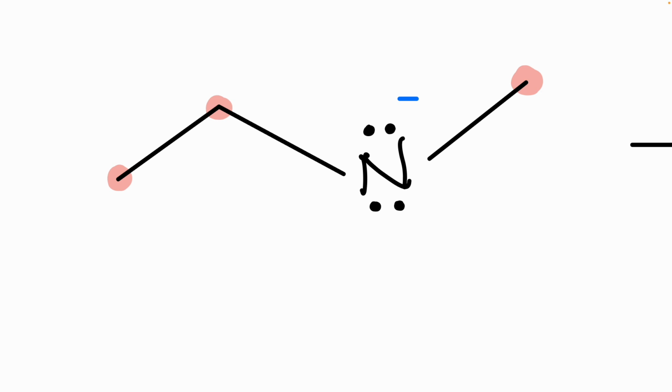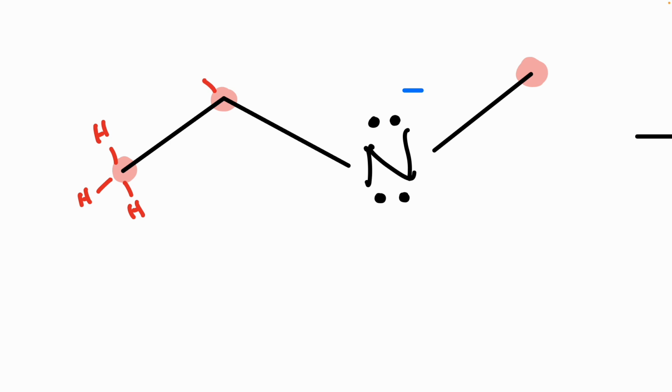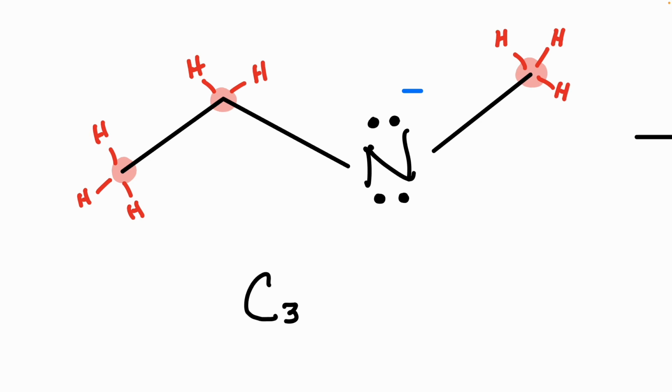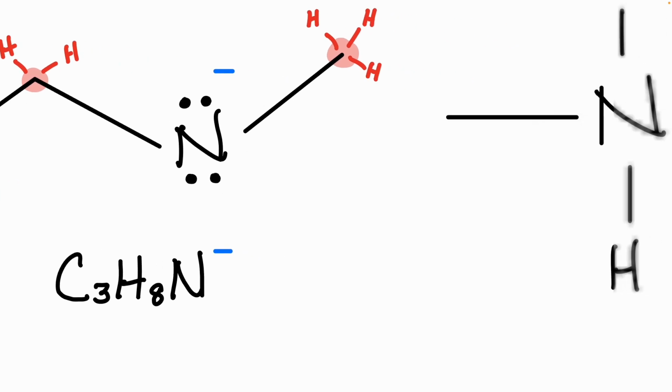Okay, so then I'm going to fill in my hydrogens. 1, 2, 3, 4, 5, 6, 7, 8. So in my formula, I got C3H8N, and what am I going to make sure to include? That negative charge. Cool. All right.